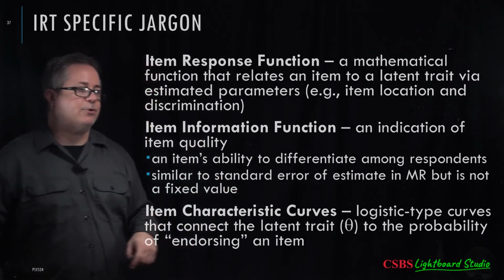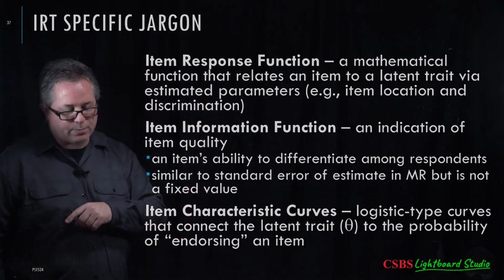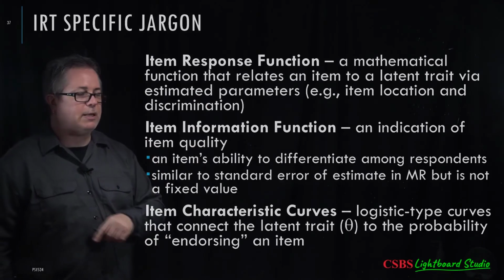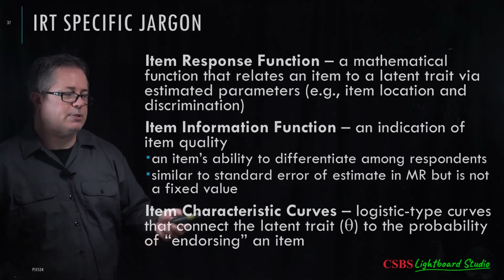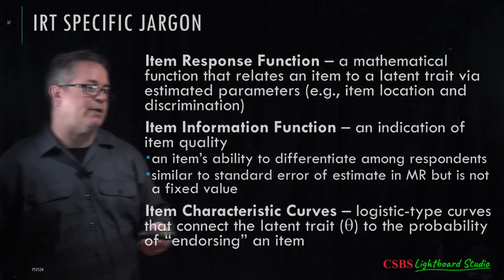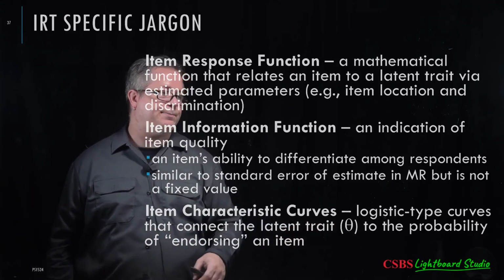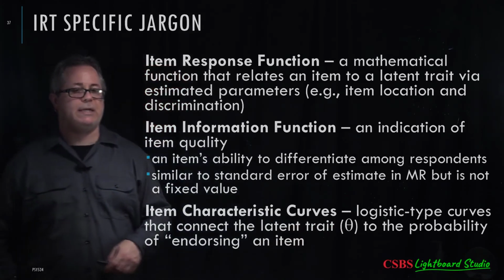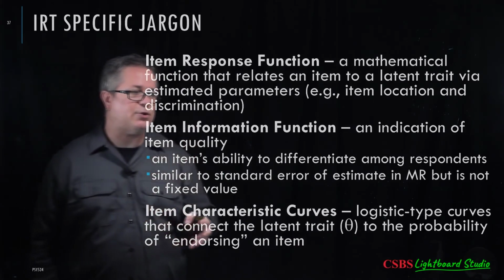And you've got item characteristic curves, which take the item response function and are able to project out what the probabilities would look like based on the item's parameters. So this is a logistic type curve that connects the latent trait, which in IRT we call theta, to the probability of endorsing an item. I use the term endorsing because it's psychology.